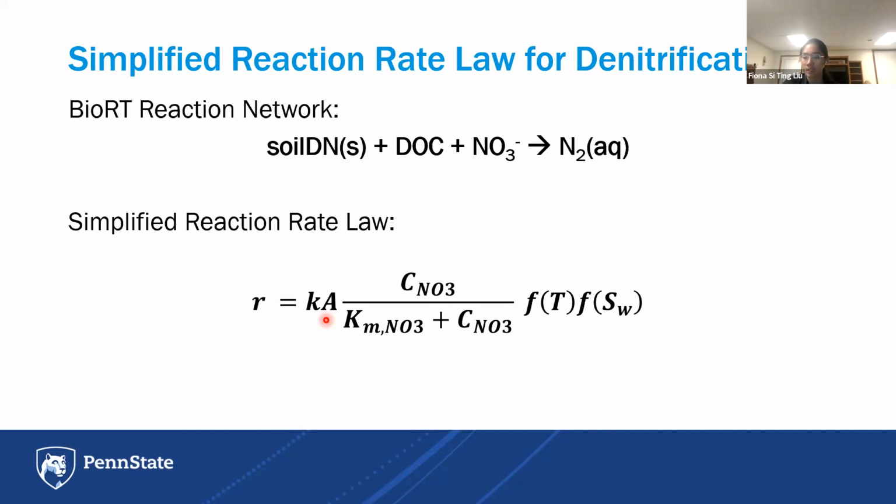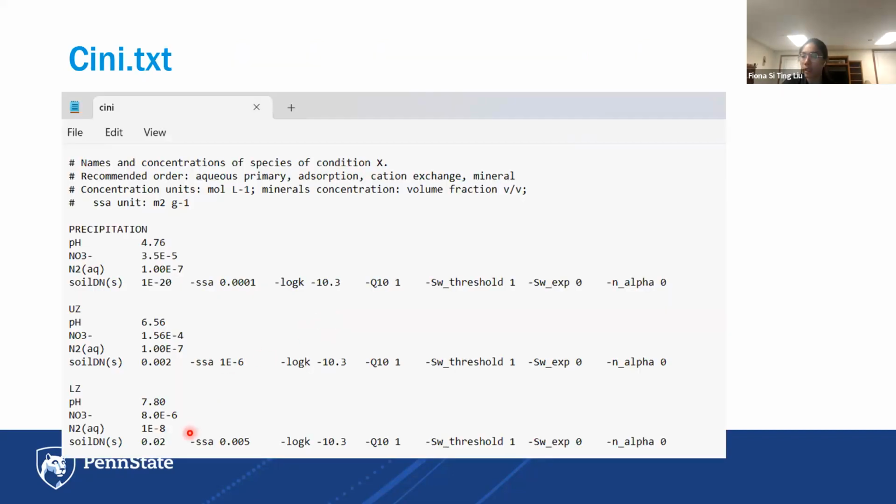We could decrease our SSA value in the lower zone, as all denitrification processes should be occurring within the lower zone, from a value of 0.005 to 0.001. We should anticipate that this should decrease our reaction rate, causing less nitrate to be used up in the denitrification process and less N2 to be produced. So let's do so.